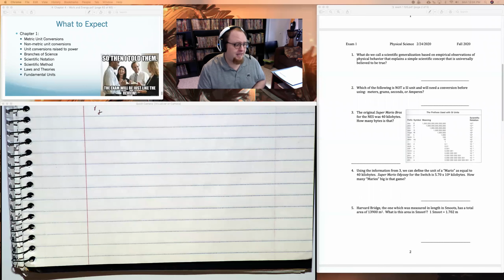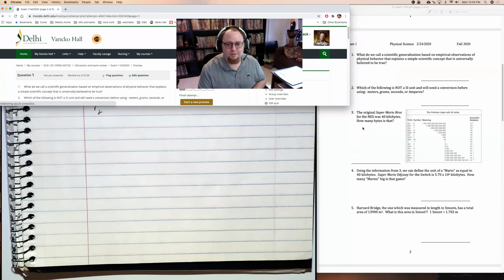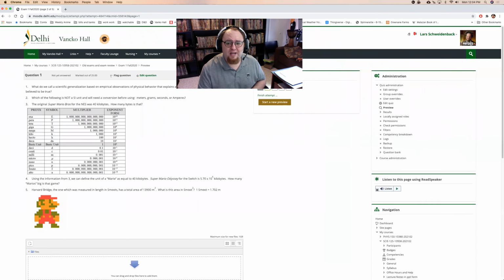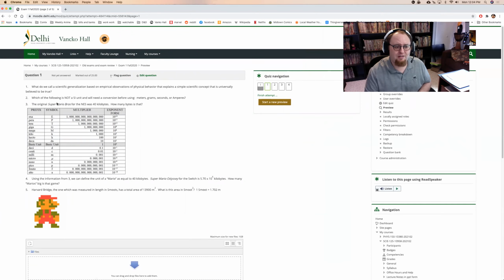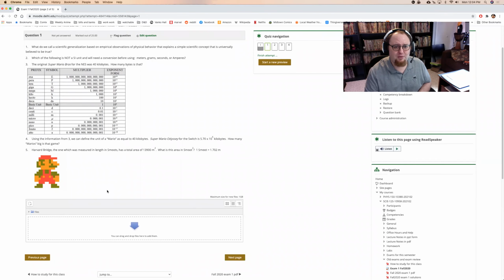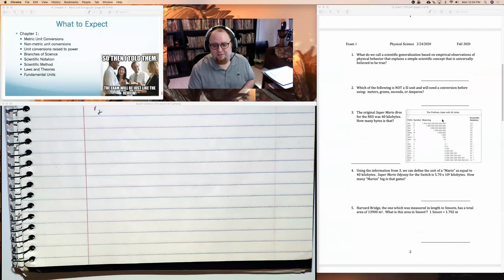The first page of the exam will be from chapter 1. Chapter 1 was all unit conversions and some other just base science things like what is a law, what is a theory, and things like that. Once again, to show you what it looked like on the actual exam, this is what the actual exam looked like. So it's these 5 questions and a spot to upload. So these 5 questions are going to be the same as these 5 questions. I just added a picture in the end for fun.